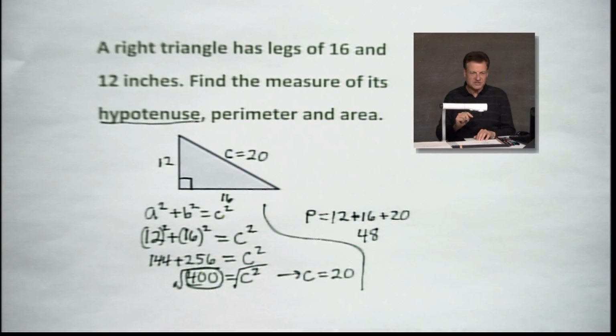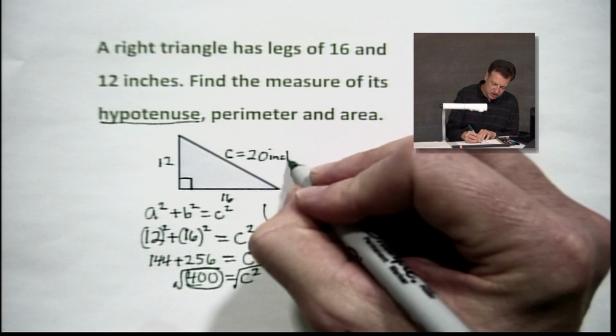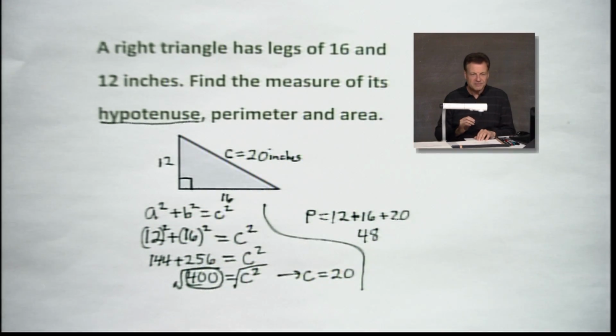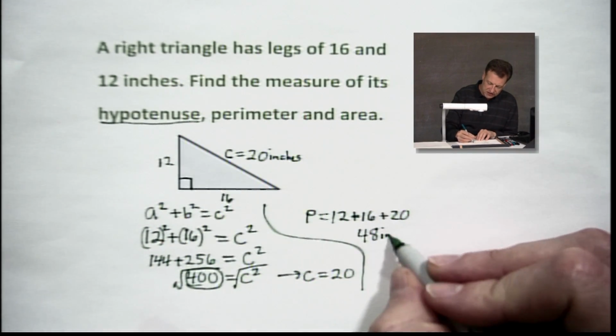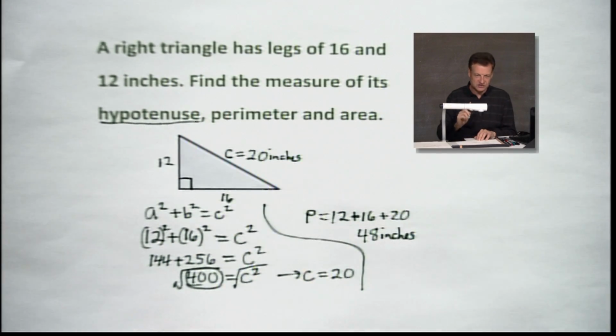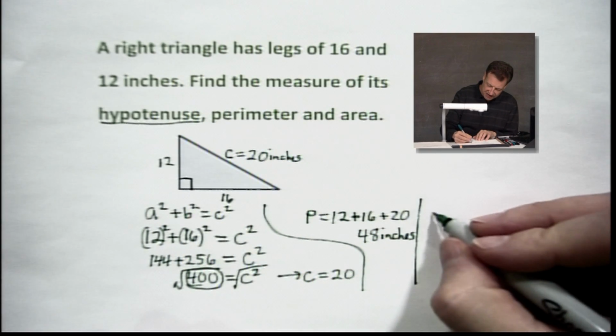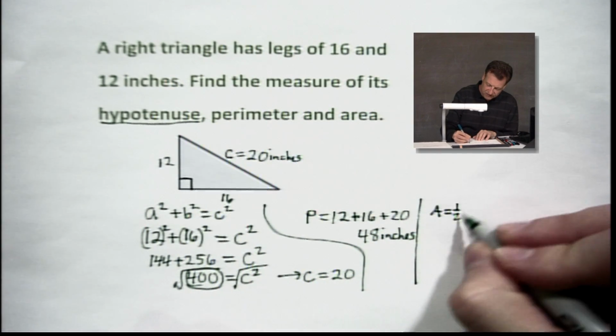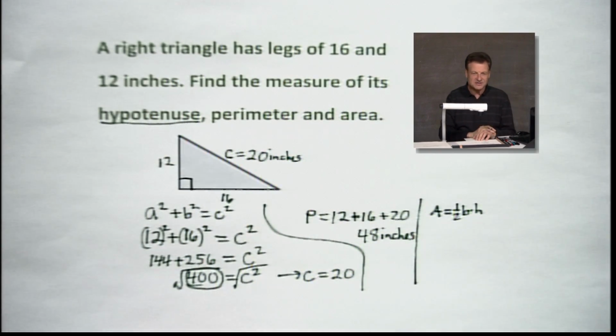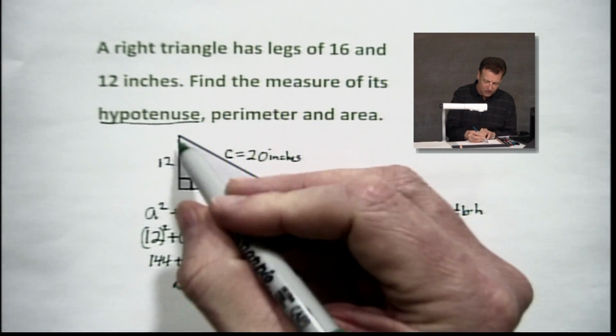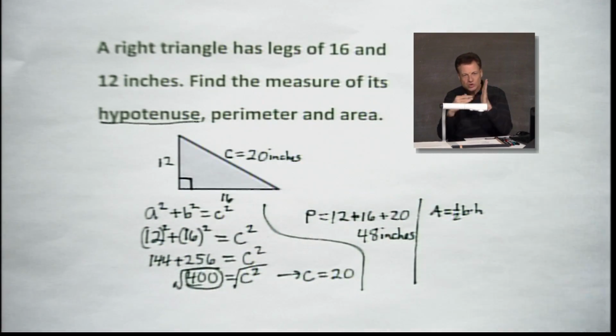Now, let's go back just a second because I was moving a little fast here. This is inches, 20 inches. The perimeter is 48 inches. You say, well, Ernie, what's the area? Area equals 1/2 the base times the height. And you say, well, is that a and b? Yes, it is, because the base and height form a right angle together.